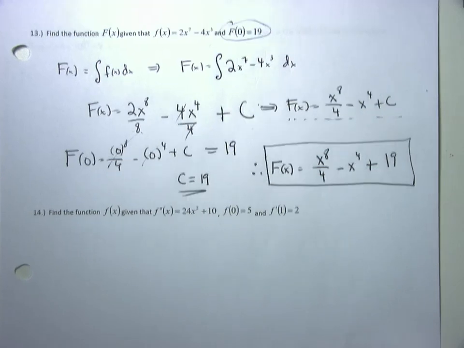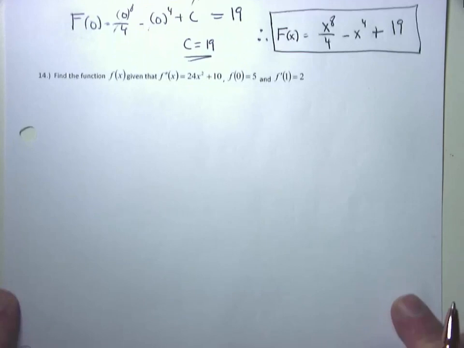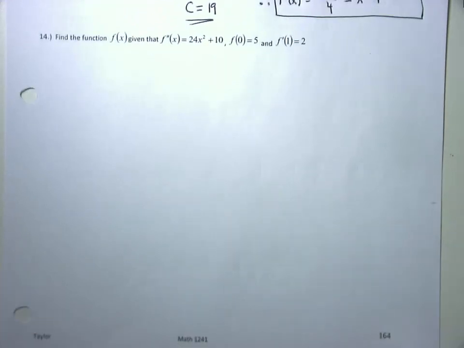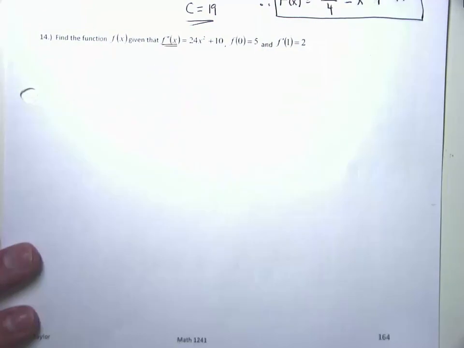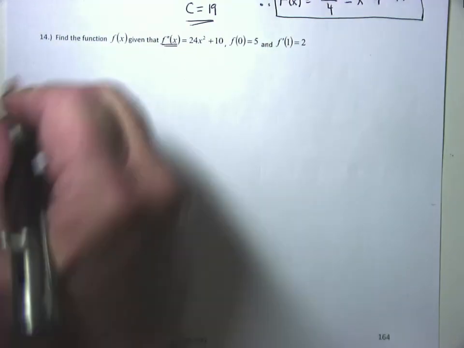Now, how can they turn up the heat on you guys? Take a look at this next one. It says this: find the function f of x, given that f double prime of x is equal to 24x squared plus 10, f of 0 equals 5, and f prime of 1 is equal to 2. All right. This is taking the concept one step further. What did they give you in this problem? F double prime of x. So here's the idea.